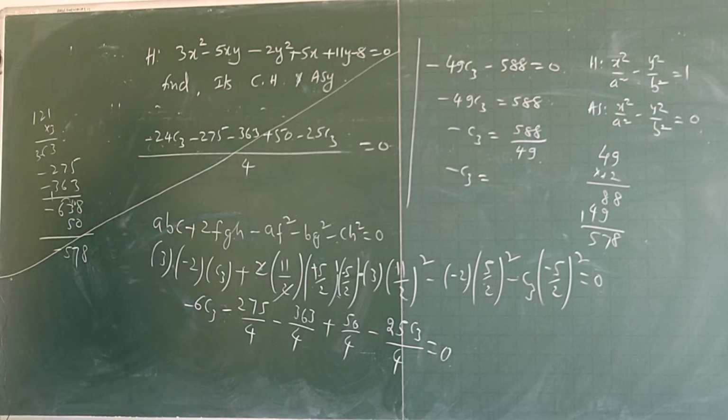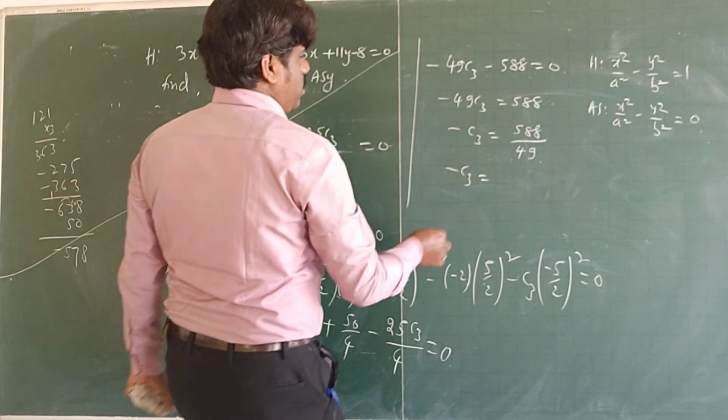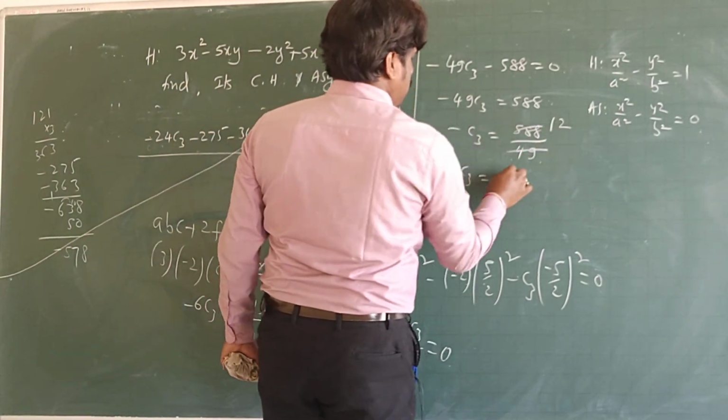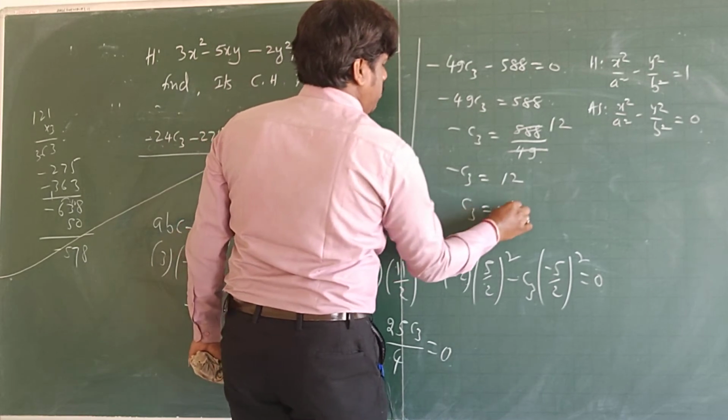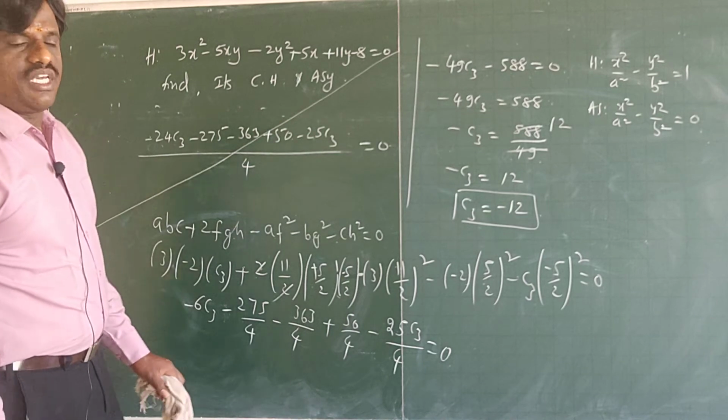638 minus this one. 578, yeah? 588, right? So this is going to be cancelled out. This is going to be cancelled out 12 times. So C3 is equal to minus 12 is the answer. C3 is minus 12.